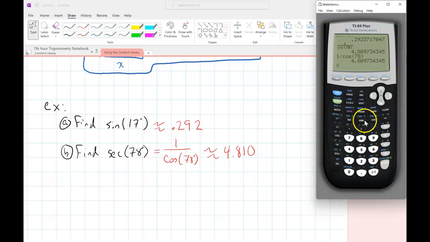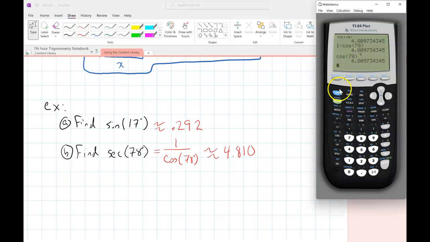Or you could even do cosine 78. Make sure you close the parenthesis, and then you can use this x to the negative 1 button. Remember, the exponent negative 1 is the same as a reciprocal. So you could write it that way. All of those give the same thing.